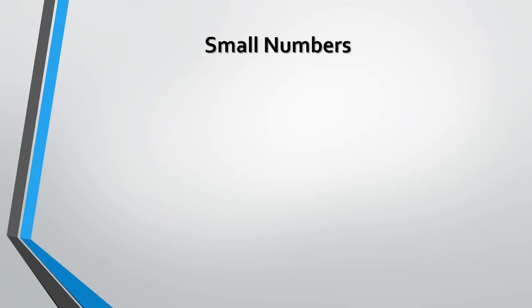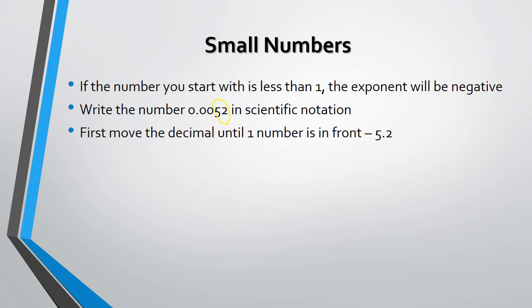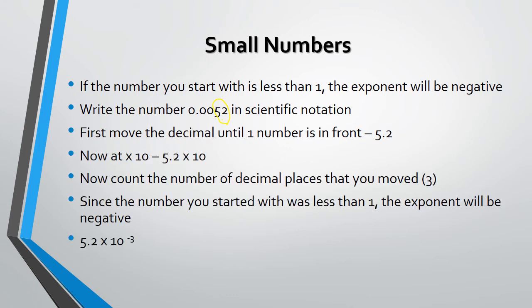Let's talk about the small numbers. So for example, 0.0052, if we need to have obviously the same number of significant figures, which is 2, so we simply move the decimal to this point. So now we have this 5.2, and 1, 2, 3 digits we have. So it would be 5.2 times 10 to the power minus 3.